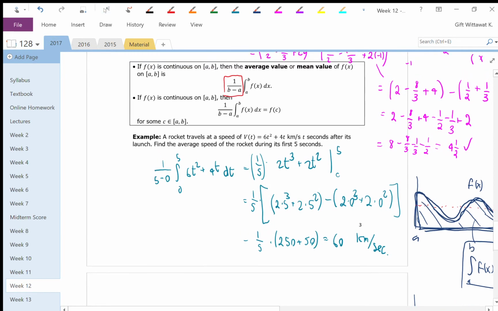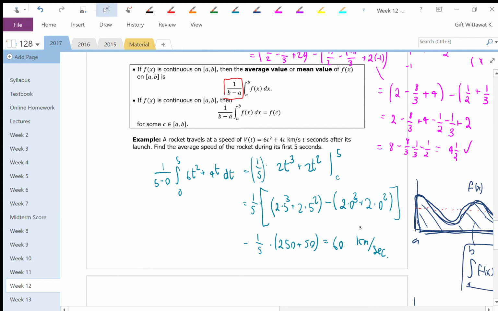And just a little, you guys don't have to take physics, but let me tell you a little physics fact here. When you integrate the speed, you get the distance. In this case, because you integrate your velocity function, which is 6t squared plus 4t dt, from 0 to 5, you get 300. So this actually means that during the first 5 seconds, your rocket travels 300 kilometers.